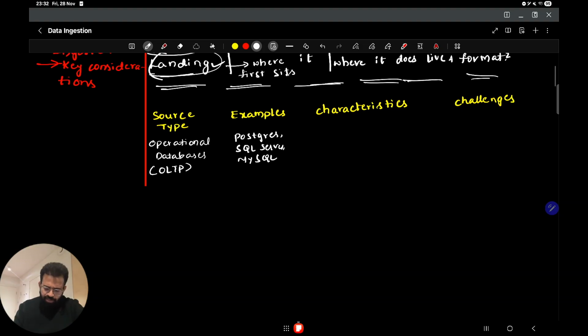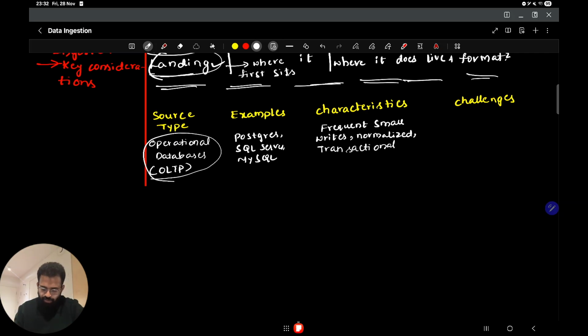these are actually really nice for frequent small writes. Okay, so if you are writing the data frequently at a record level, and if you have a normalized data model in place, and if it is kind of transactional, then this is the way to go. Okay, and for all these characteristics, you will normally see operational databases in production systems in many companies.